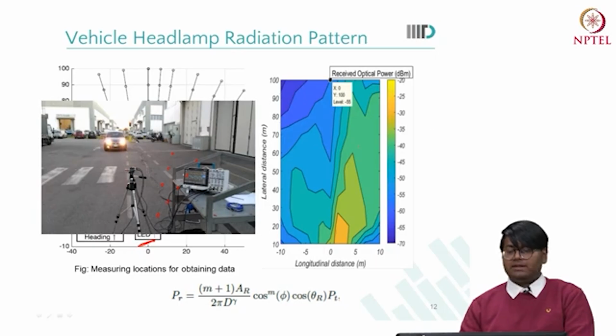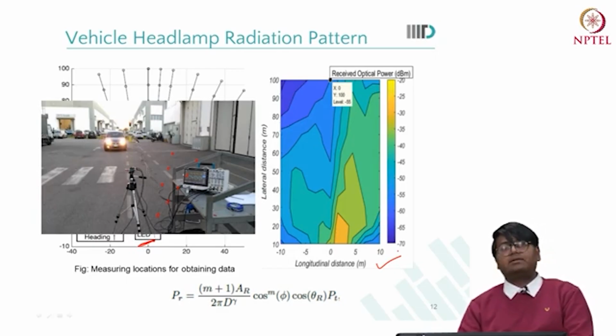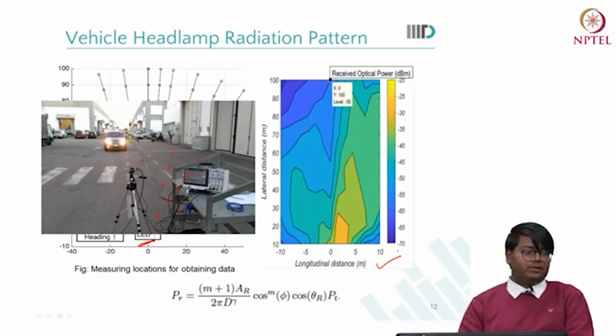So this is basically the car headlamp radiation pattern. We utilize the MATLAB surf command to obtain the radiation pattern of this headlight. Interestingly, if you observe this radiation pattern, it is a little asymmetric in nature. So this figure shows a clear asymmetry in radiation pattern from a single headlight.